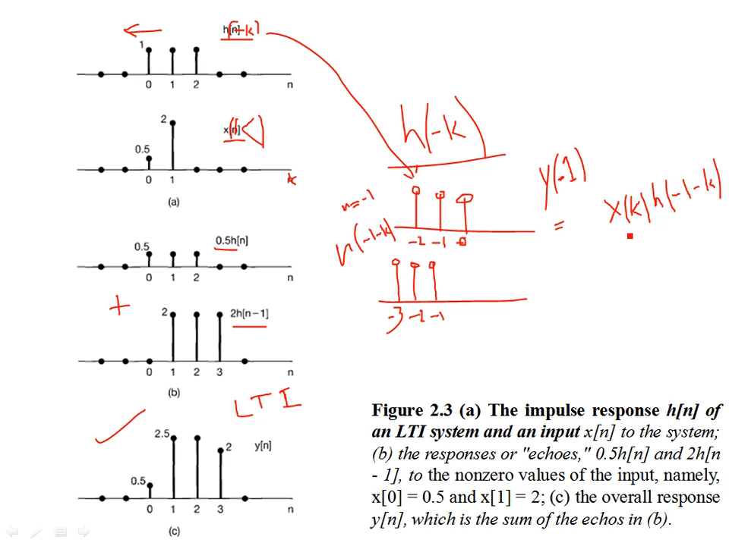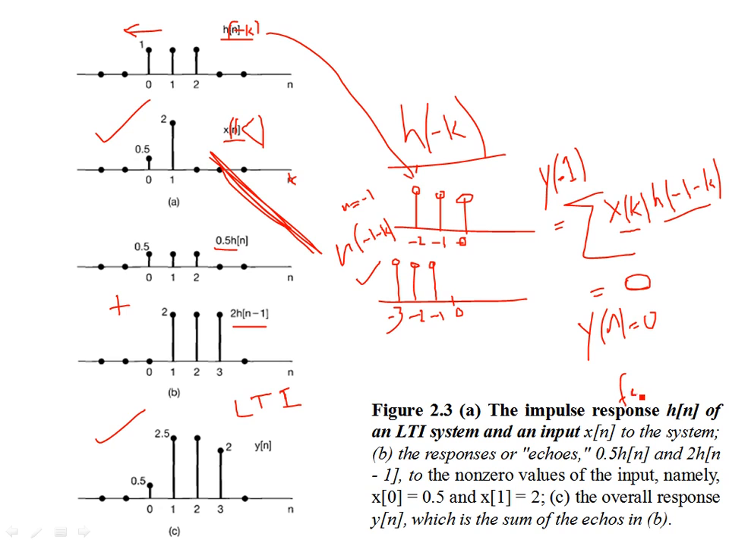So there's a multiplication of these two sequences now, and then you have to sum all the samples. But what are you multiplying? Look at this sequence. You have to multiply this sequence with this sequence. There's no non-zero sample which is overlapping between these two sequences, right? So therefore, your y of -1 is identically equal to 0, which means y of n is 0 for n less than 0.